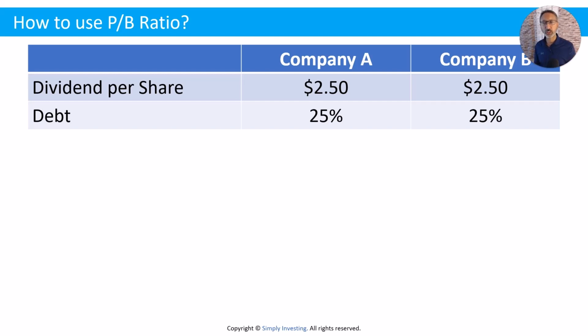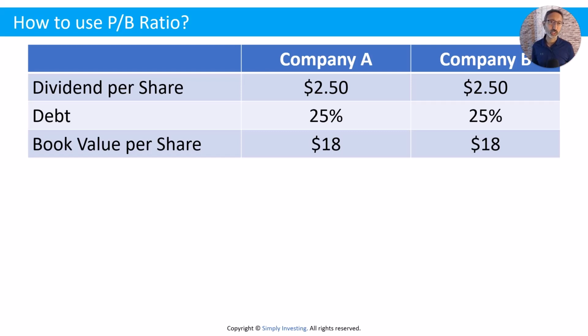Let's assume that the dividend per share and the debt is pretty much the same or close enough for company A and B. Now let's take a look at the book value per share. Surprisingly here, it is also the same. Company A and company B both have a book value of $18 per share. So now you still might be thinking, well, I don't know if company A is a better investment or is company B a better investment? Because so far, all of the numbers are exactly the same. And again, in real life, they'll be close enough. So they're close enough, and so we still don't know which is a better investment.